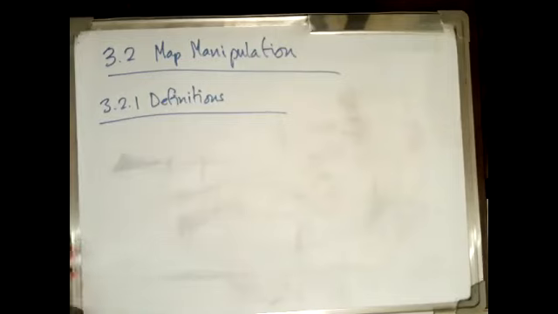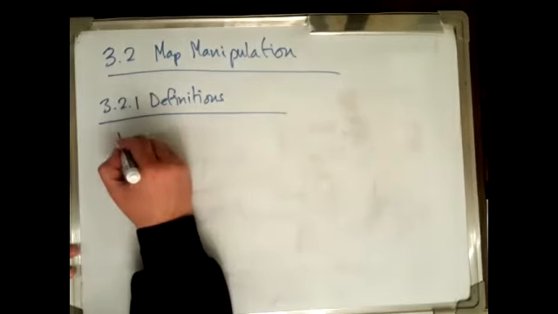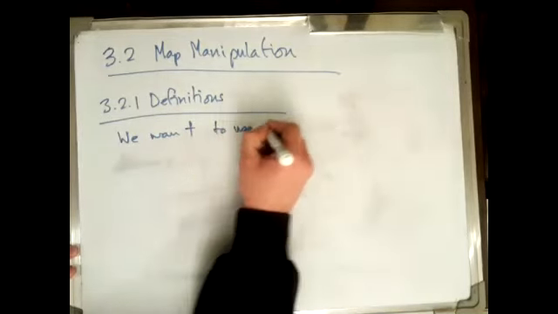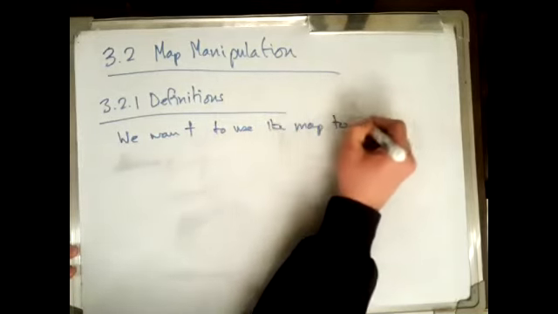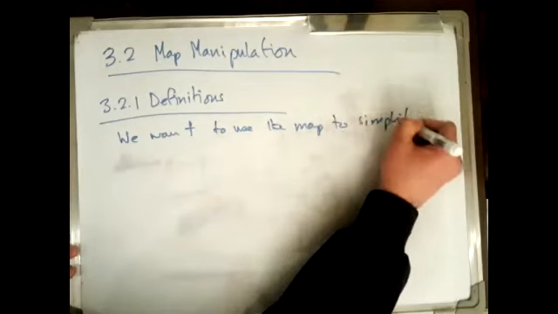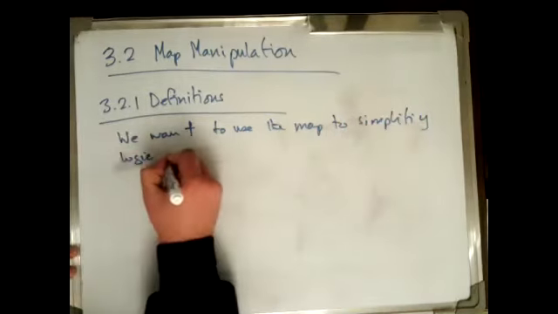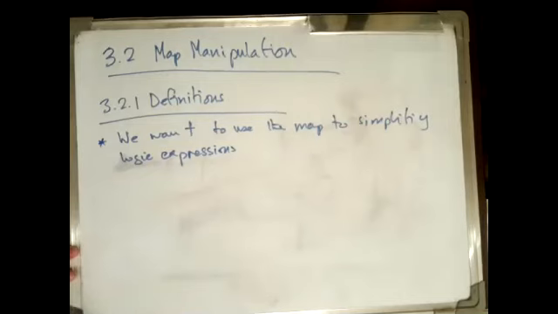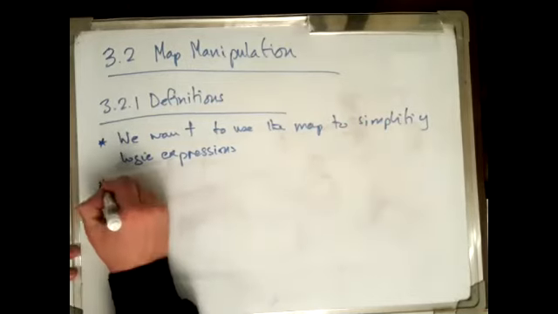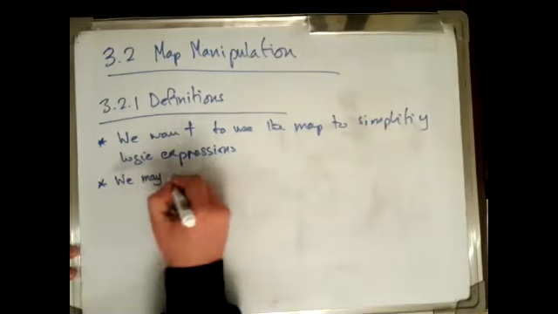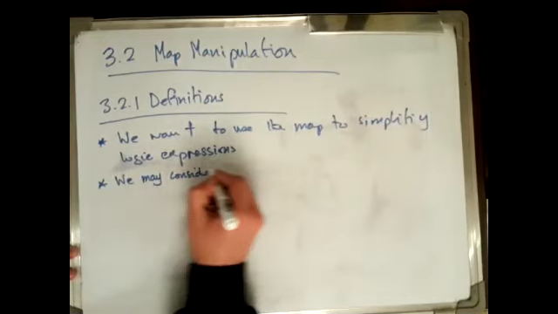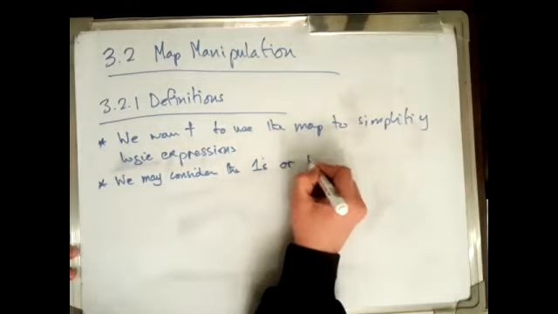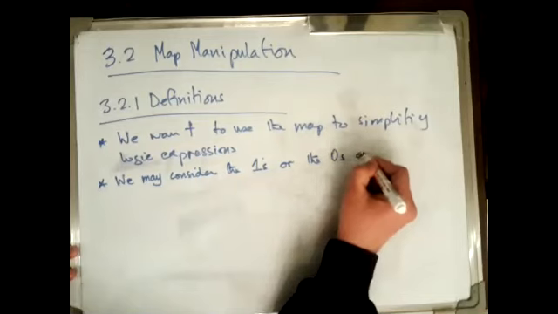We want to use the map to simplify logic expressions or logic functions. To simplify, we may consider the ones or the zeros on the map. It makes no difference.